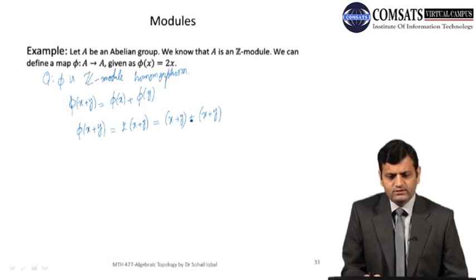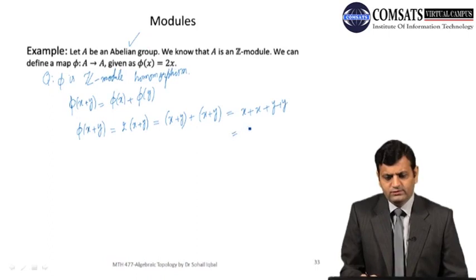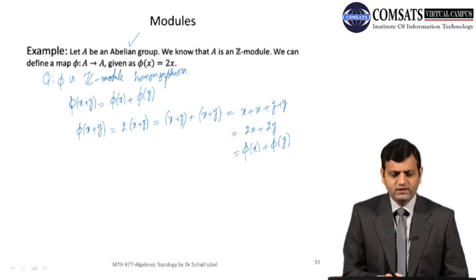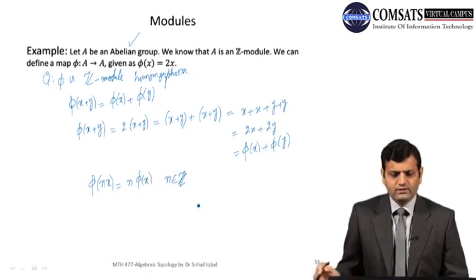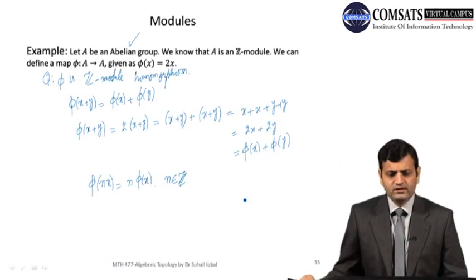Okay, so this is equal to x plus x plus y plus y. Why does this hold? Because this is an abelian group. So this is equal to 2 into x plus 2 into y. So this is equal to phi of x plus phi of y. So the first condition is satisfied. Similarly, you need to check that phi of n into x is equal to n into phi of x, where n is any integer. Okay, so we can say that this phi is basically a Z module homomorphism.